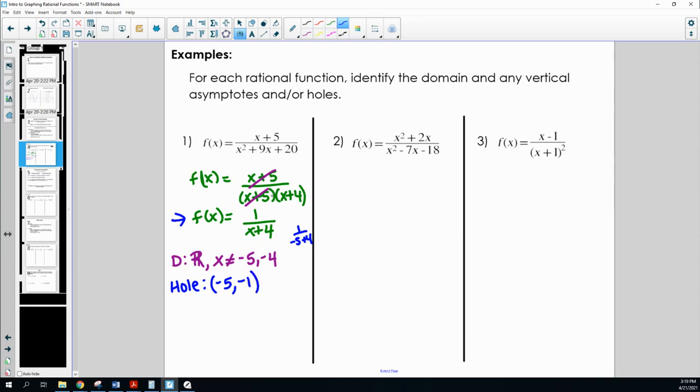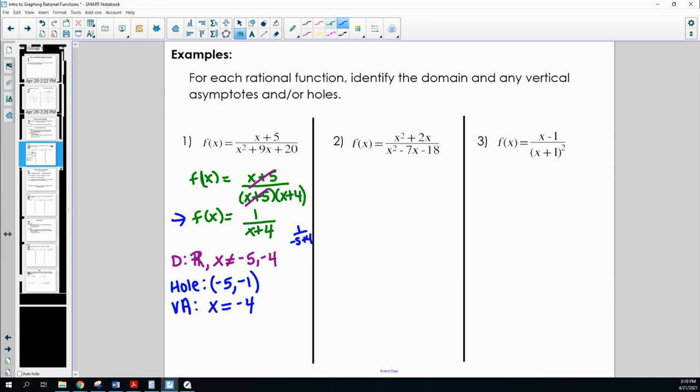And notice that the x plus 4, we did not cancel. So that would be a vertical asymptote. And that's going to be written as x equals whatever the value is that makes that 0. And that's -4. So notice that the holes and the vertical asymptotes are our domain restrictions.